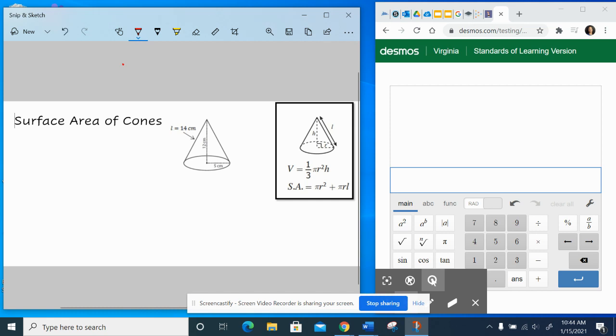All right, ladies and gentlemen, in this video, I'm going to show you how to find the surface area of cones. But before we do that, it's very important to know the different parts of your cone. So looking at our cone, we have our radius. Remember, your radius goes from the center of the circle to an outer edge of the circle.